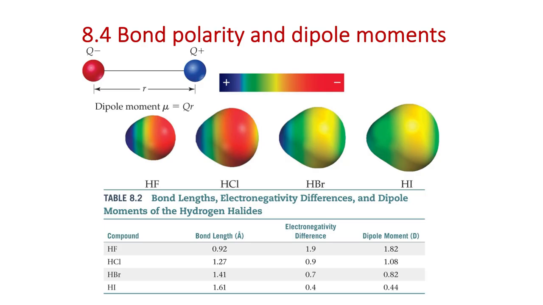Okay, so now this chart is showing us a comparison between a few things. It's showing us HF, HCl, HBr, HI. And it's also talking about a mathematical quantity we can quantify called the dipole moment. We can actually measure this experimentally. So dipole moment mu is equal to the magnitude of charge that's being exchanged between the atoms, which we call Q, separated by the distance of the bond length of the molecule. And so R is the bond length.